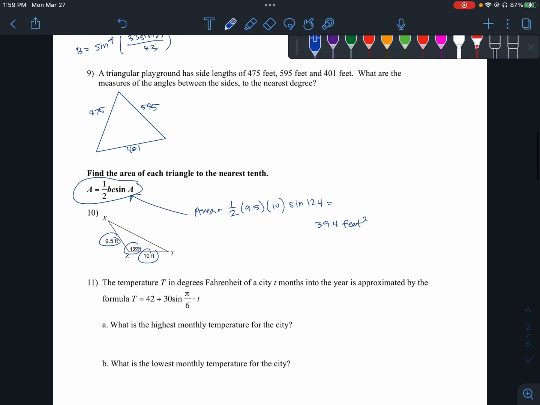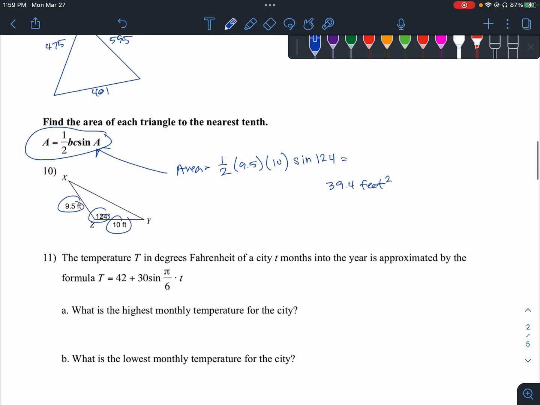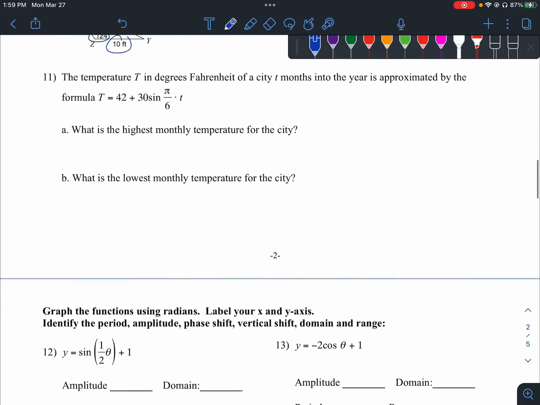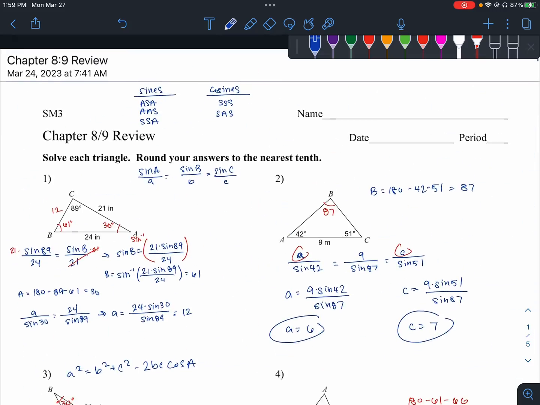Okay, so that should wrap up 9.3 and 9.4 information. The rest of this is going to be the graphing, so I'll do that in another separate video.